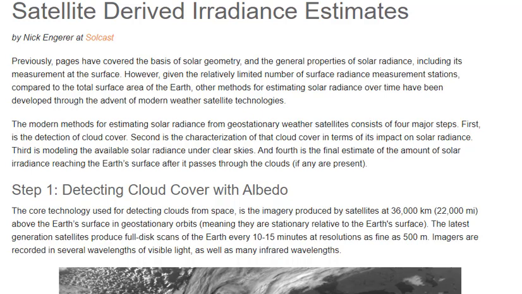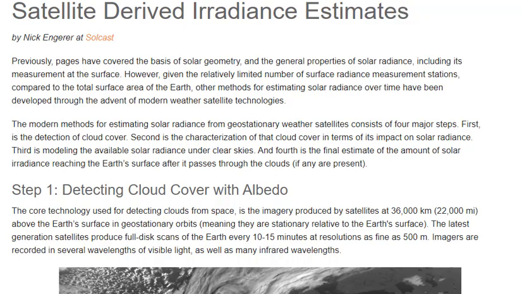Let's start. Satellite-derived irradiance estimates. Previously, pages have covered the basics of solar geometry and the general properties of solar radiance, including its measurement at the surface. However, given the relatively limited number of surface radiance measurement stations compared to the total surface area of the Earth, other methods for estimating solar radiance over time have been developed through the advent of modern weather satellite technologies. The modern methods for estimating solar radiance from geostationary weather satellites consist of four major steps.